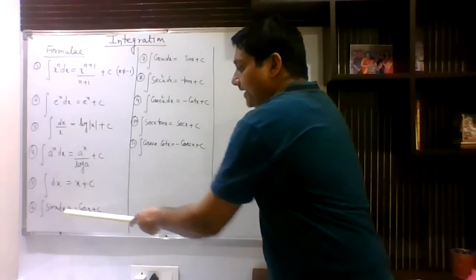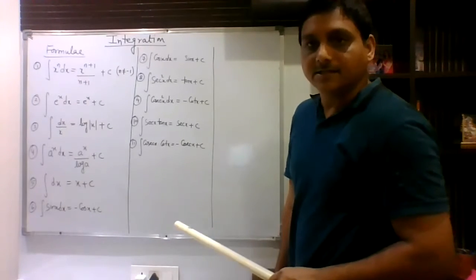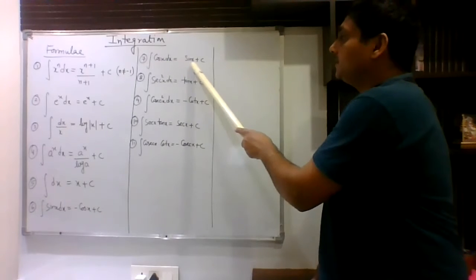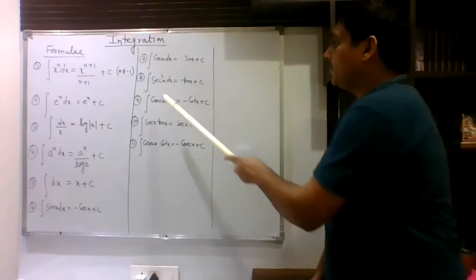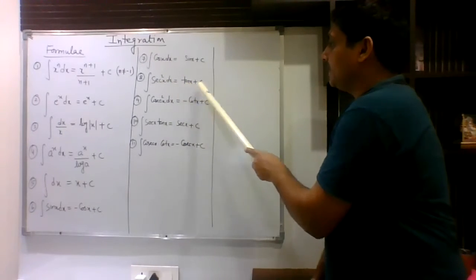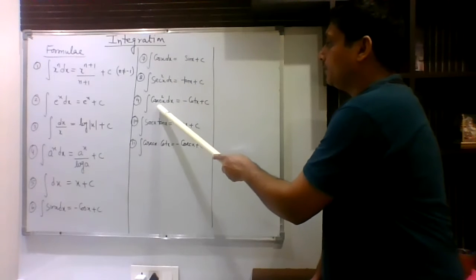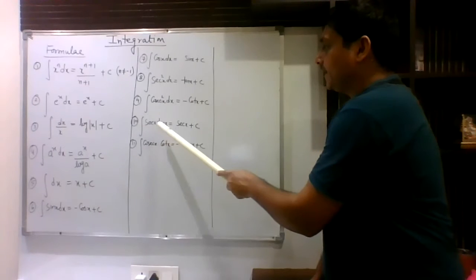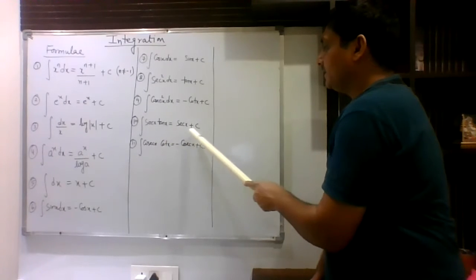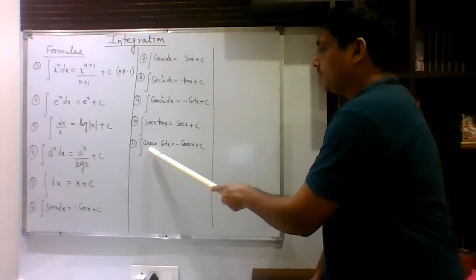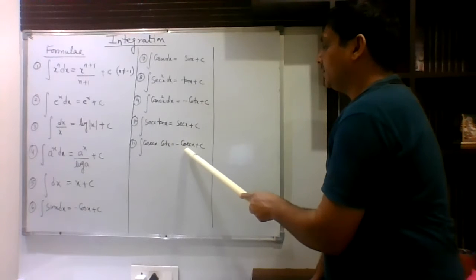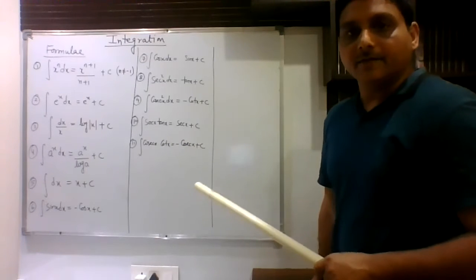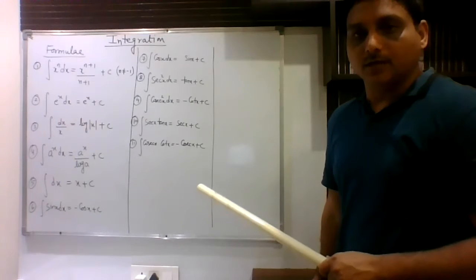Next one is sin x. Integration of sin x is minus cos x. Integration of cos x is sin x plus c. Integration of sec square x is tan x plus c. Integration of cosecant square x is minus cot x plus c. Integration of sec x into tan x is sec x plus c. Integration of cosecant x into cot x is minus cosecant x plus c. So these are the 11 basic formulas which you have to learn.